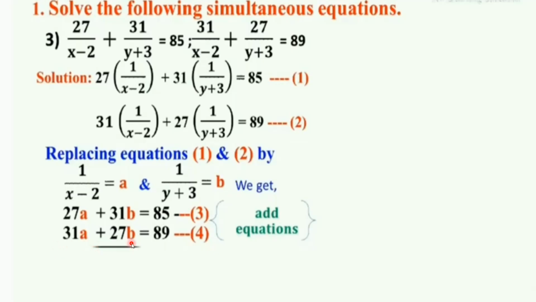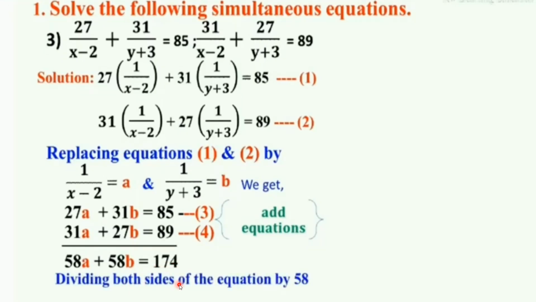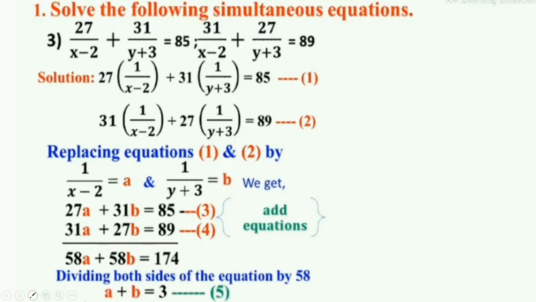After adding, what am I going to get? 27 plus 31 will be 58a plus 58b is equal to 174. Now I am going to divide both sides by 58, because 174 is divisible by 58 three times. That is a plus b is equal to 3. I have got a new equation. I will name it equation number 5.